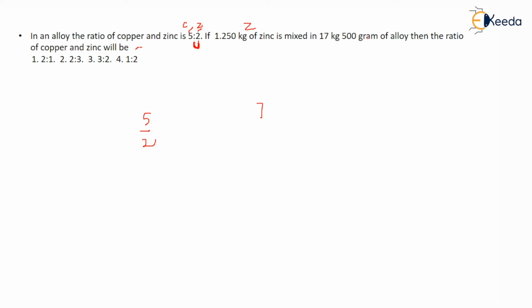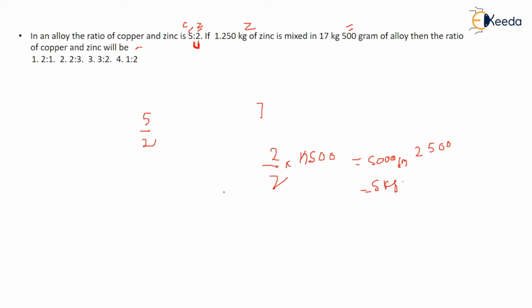So we can find out the actual weight of zinc. How can we find the actual weight of zinc? 2 units of zinc out of 7 units, into 17500, this much is the alloy weight in grams. So you can simply find out. 7 into 2500 is 17500, so 2 into 2500 comes out to be 5 kg, 5000 grams, which we can write as 5 kg.